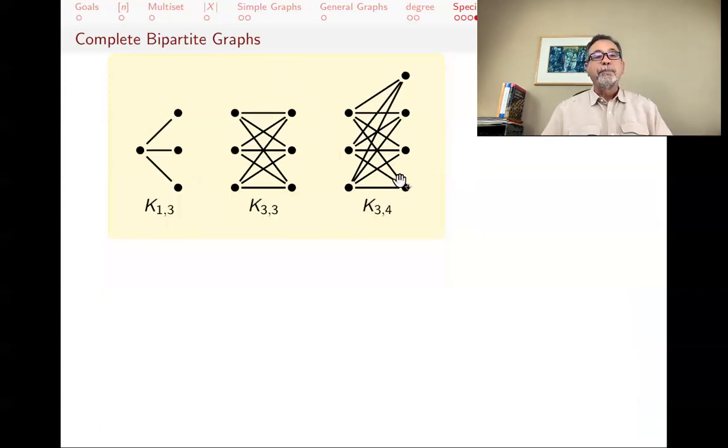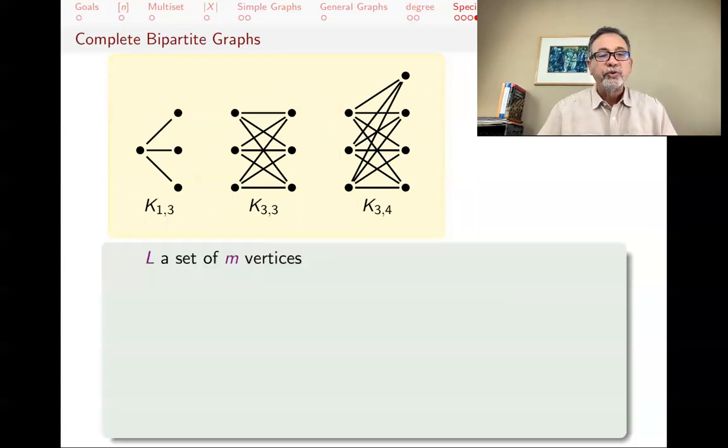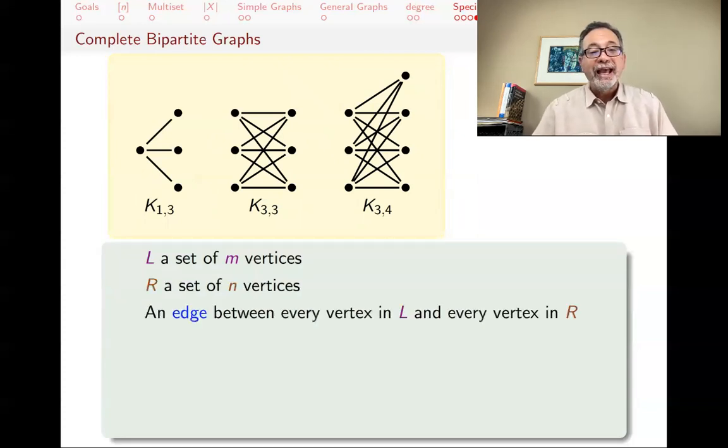Okay, now complete bipartite graphs. What are those? You start with a set of m vertices, L, think of that as left, and R, a set of n vertices, and then you put an edge between every vertex in L and every vertex in R. And you do not put any edges in L or in R.